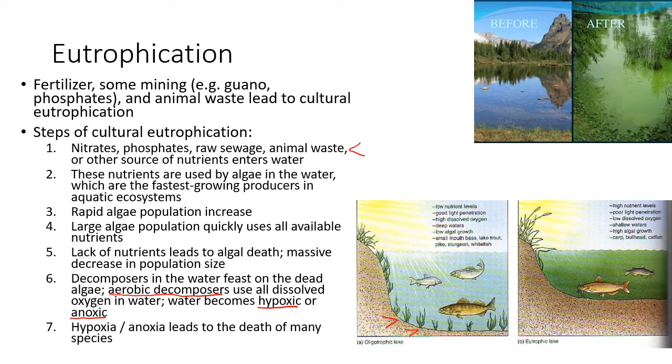So the steps, real briefly: you're going to have an influx of nutrients. That's going to lead to a massive algal bloom. Those algae are going to use up all those nutrients and all die. When they die, the decomposers are going to have a massive spike in population size, and they're going to use up all of the dissolved oxygen in that water, especially if it's still water. That's going to result in hypoxic or anoxic conditions, which are going to kill off most life in that lake, that pond, that pool, or even that section of the ocean.